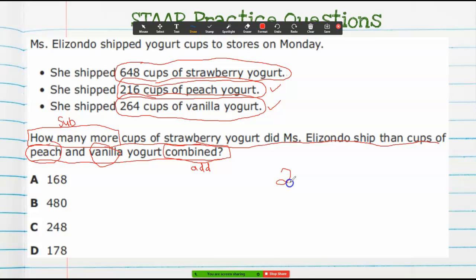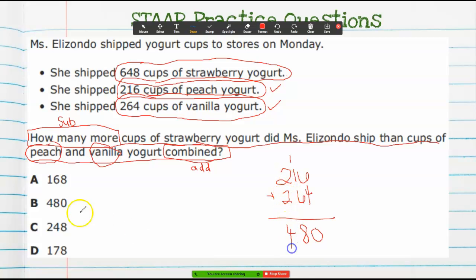So that's 216 plus 264. Okay, and I'm combining. So 6 plus 4 is 10. Carry your 1. 1 plus 1 is 2. Plus 6 is 8. And 2 plus 2 is 4.